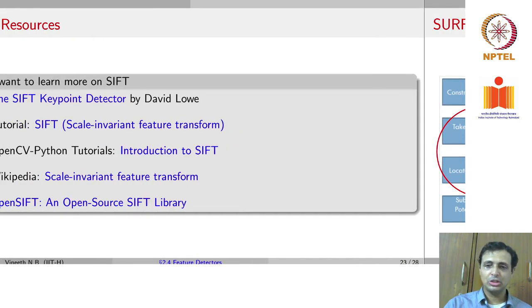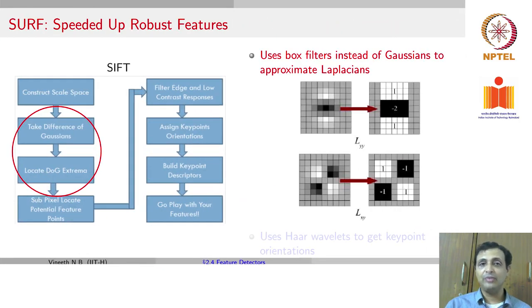Before we conclude this lecture, we are also going to look at variants of SIFT, at least a few variants that have been developed since SIFT was developed. One of the most popular improvements on SIFT is known as SURF, which stands for Speeded Up Robust Features. What SURF does is take the pipeline of SIFT.